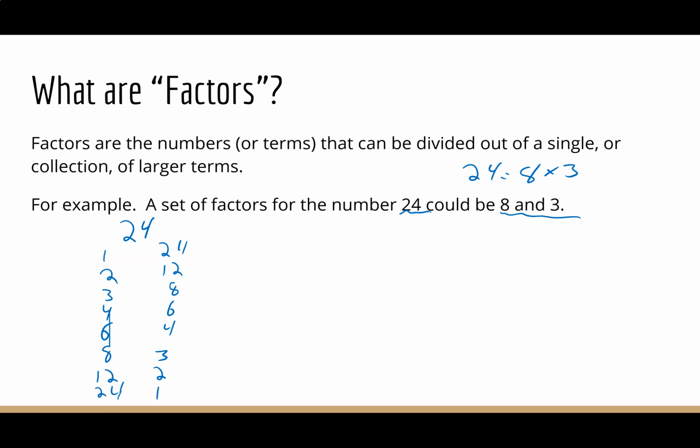Notice how once you get halfway through, it starts repeating itself, and so you really don't need that bottom half. What we found here are all the possible factors, as well as all the possible factor combinations.